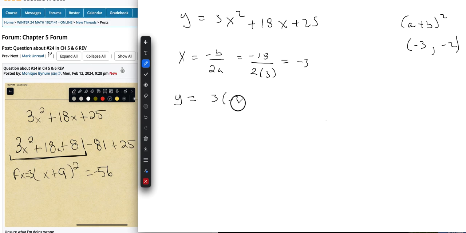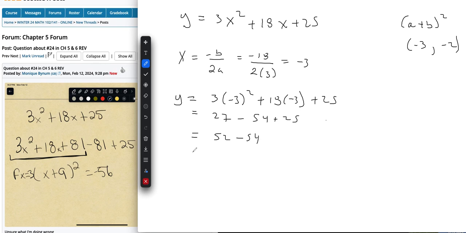So 3 times negative 3 squared plus 18 times negative 3 plus 25. So let's see, negative 3 quantity squared would be positive 9 times 3, so that's 27. Plus, that would be 9 times 6, that's minus 54. Whoops, it should be a minus. And then plus 25. And let's see, so that would be 52 minus 54, and there's our negative 2.